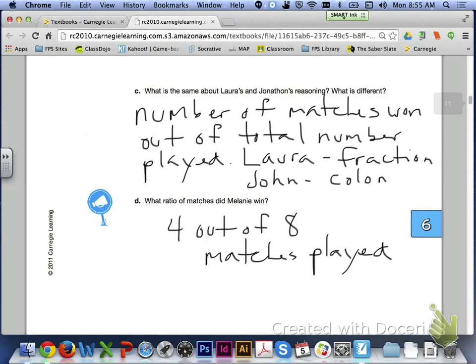If we take a look at letter C, it says, what is the same about Laura's and Jonathan's reasoning and what is different? Well, they both correctly determined the total number of matches won out of the total number of matches played, and the only thing that was really different was that Laura wrote her ratios in fraction form and Jonathan used colons. For letter D then, what ratio of matches did Melanie win? Melanie won 4 out of the 8 matches that were played.